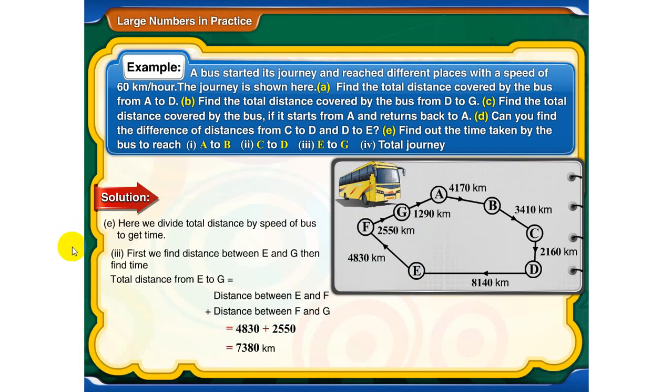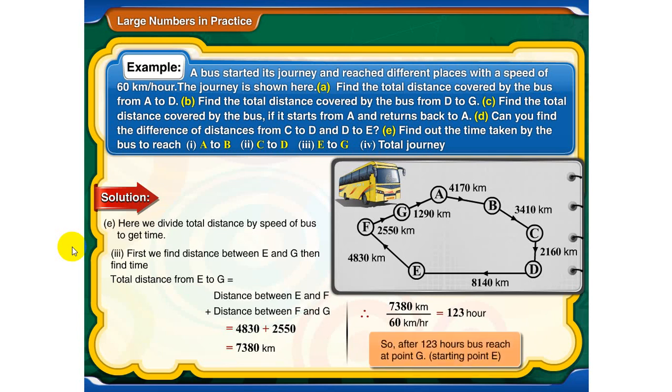Find out the time the bus takes to reach from point E to G. For this, we have to divide distance covered by the bus between E and G by the speed of the bus, that is, 7380 divided by 60 km per hour. We get 123 hours. So, after 123 hours, the bus reaches at point G starting from point E.